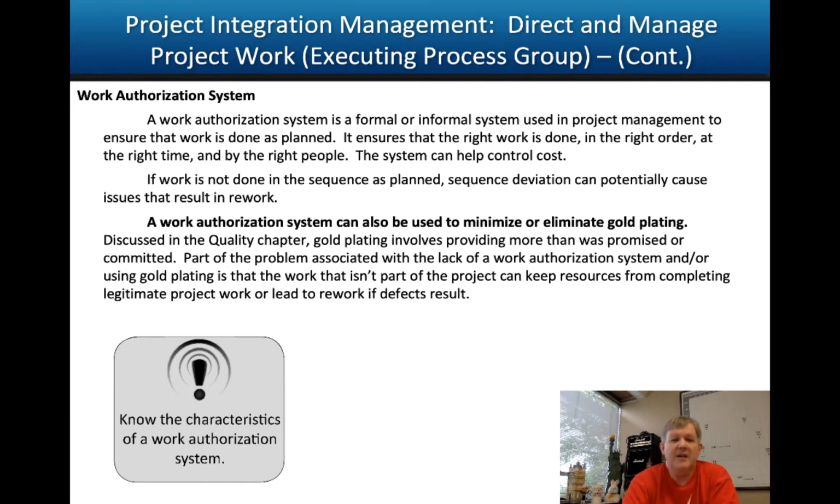So loosely speaking, the work authorization system is generally used to minimize or eliminate gold plating. In other words, gold plating, as we'll see in one of the quality videos, is above and beyond what we asked for. Now, often we're told under promise and over deliver. Okay, that's not in PMI land. PMI land is do what you're supposed to do and that's it. Because if you try to under promise and over deliver, then every time you do a project in the future, they're always going to expect more. So you do exactly what you're there to do.